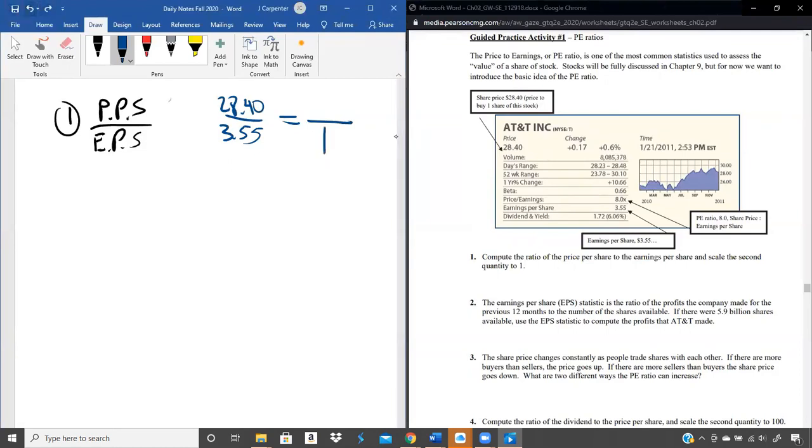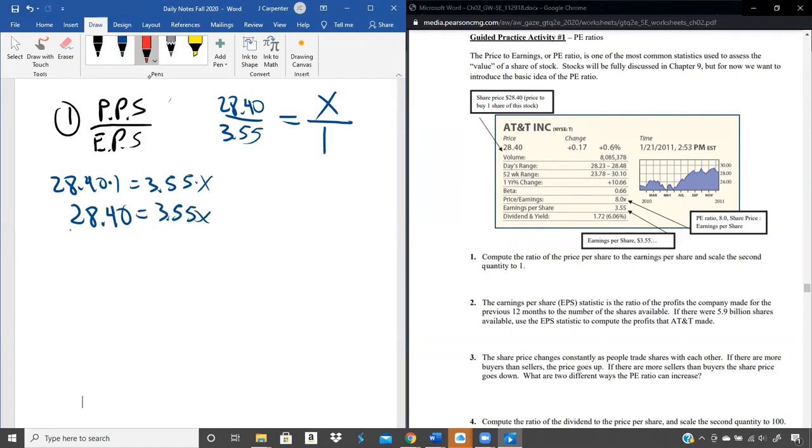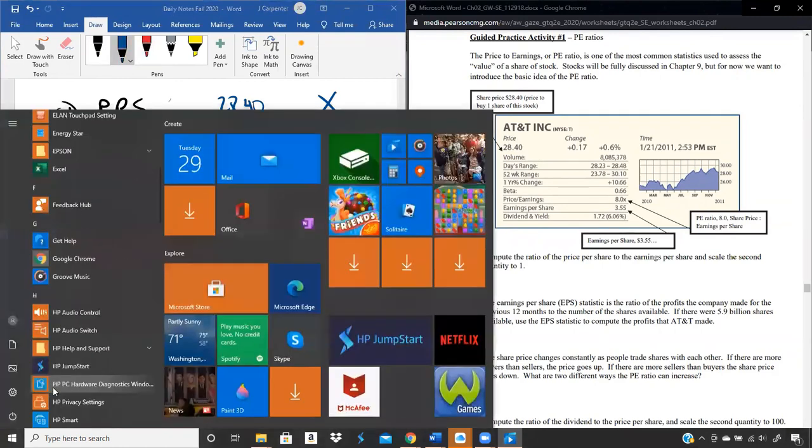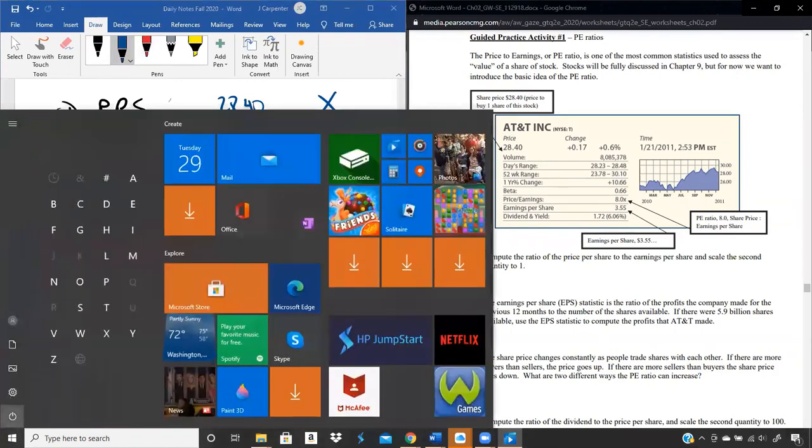So with that being a 1, that means we can call this any letter we like. We're going to call it x. How do we solve this? We cross multiply. When we cross multiply, we'll get 28.40 times 1 equals 3.55 times x, which is just 28.40 equals 3.55x. Then we're going to divide both sides by 3.55 to solve for x. Again, you've got to know how to do your very, very simple algebra. When we do that division, let's pull out a calculator.